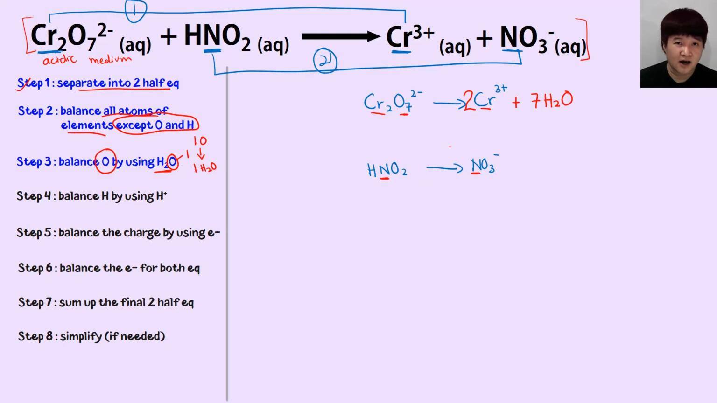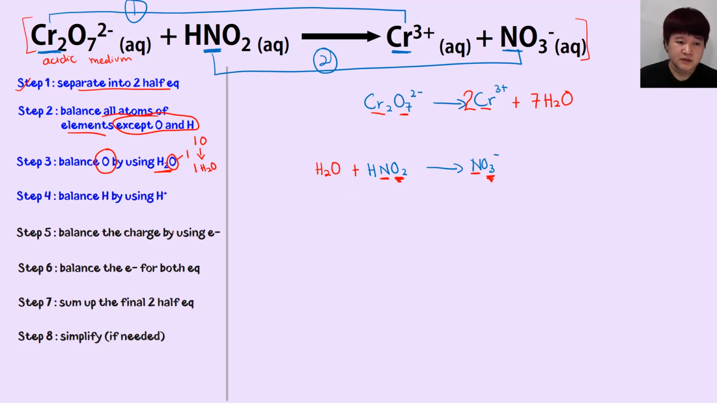How about the second half equation? I have HNO2, which has O2, but over here I have O3. So oxygen is 2 on your reactant and oxygen is 3 on your product. Who is not having enough? The reactant. So how many water do we add in to balance the oxygen? We need 1 more, so I only add in 1 water.